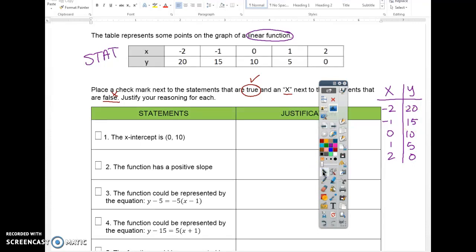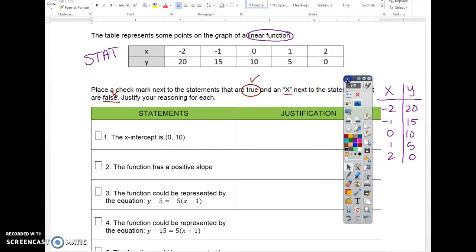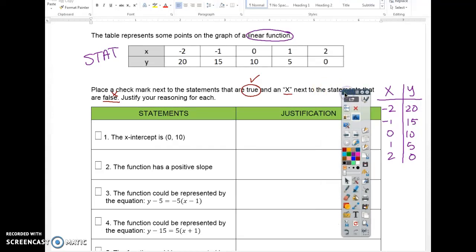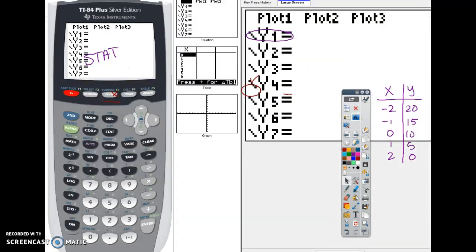So I need you to pause the video. I'm going to give you a few minutes to put that in stat. Get the equation and put the equation in y equals. So go ahead and press pause. Okay, so you should have had time to put that in stat and got the equation. I'm going to go ahead and do it just in case you didn't know how to do it.